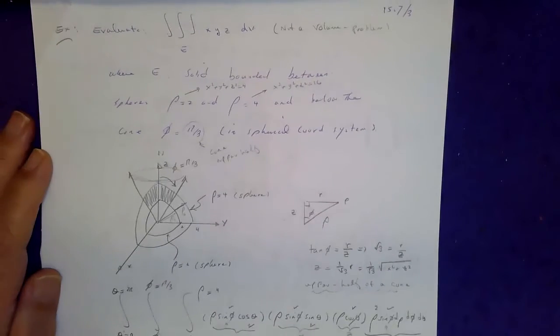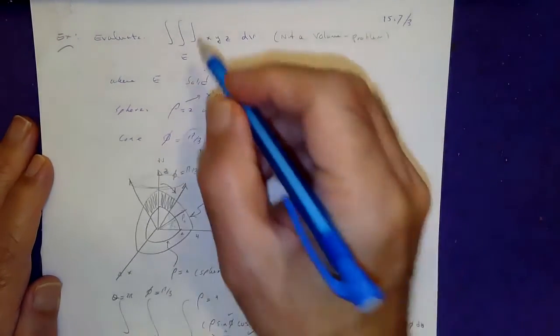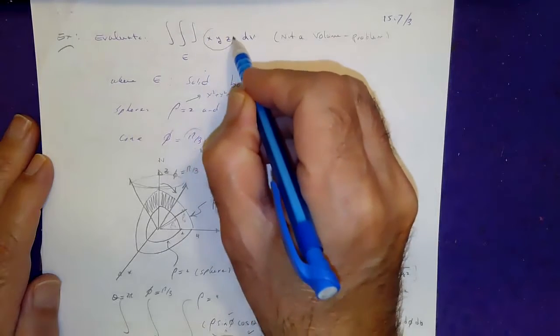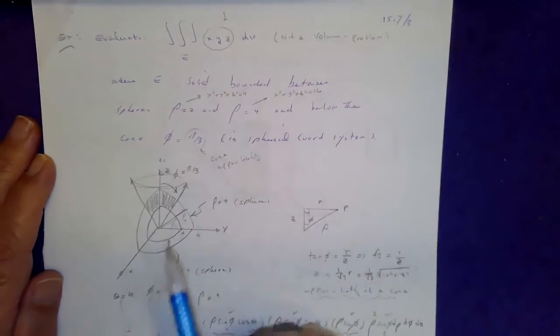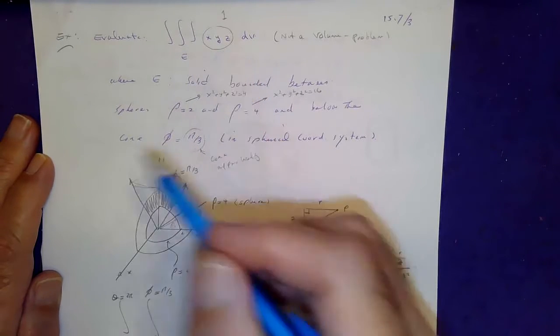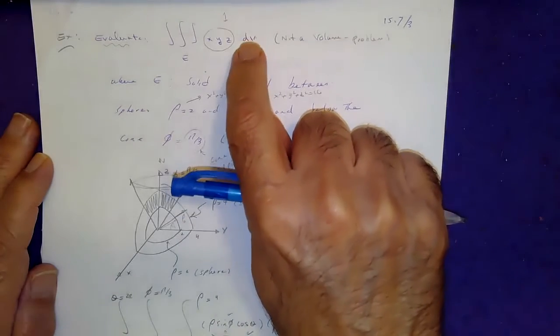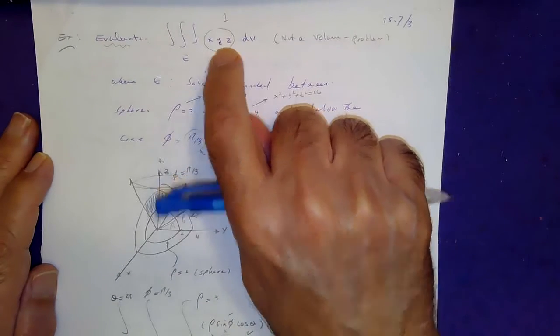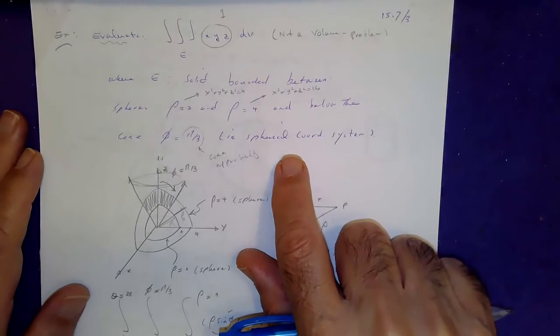section. The question is: evaluate this triple integral. Notice it's not a volume problem, because if it was a volume problem, the integrand would have to be equal to 1, not x, y, z. So at this point, we don't know what we're evaluating. They just told us to evaluate. Evaluate means find the value of this integral with this integrand. They want you to use spherical coordinates.